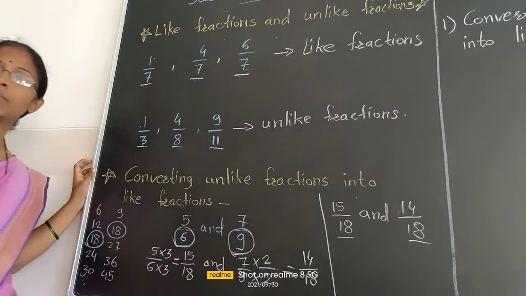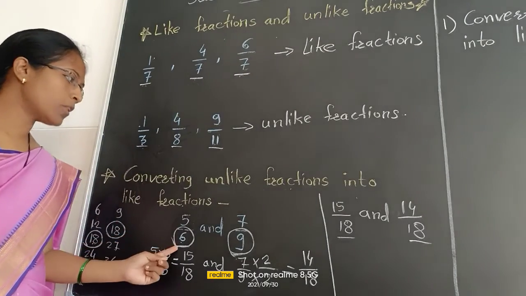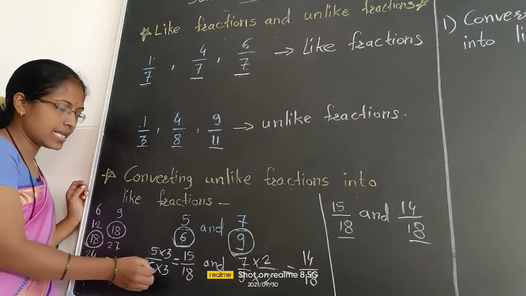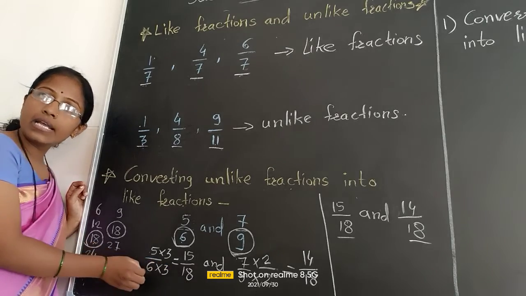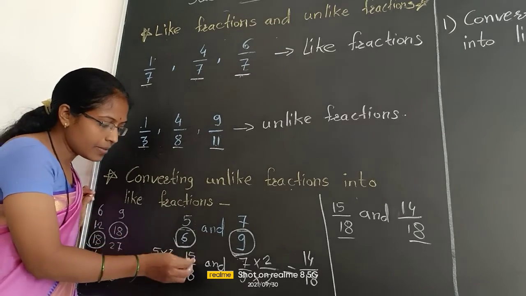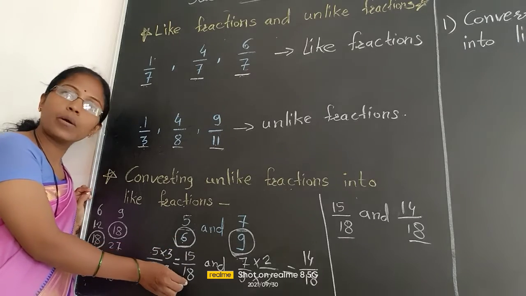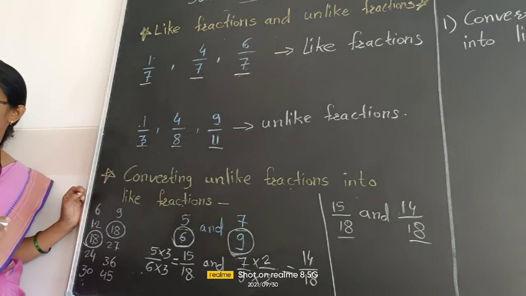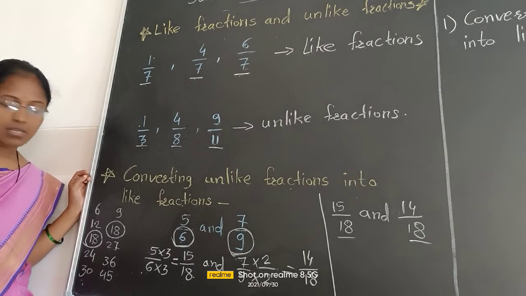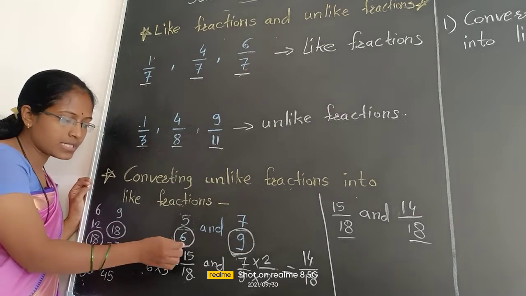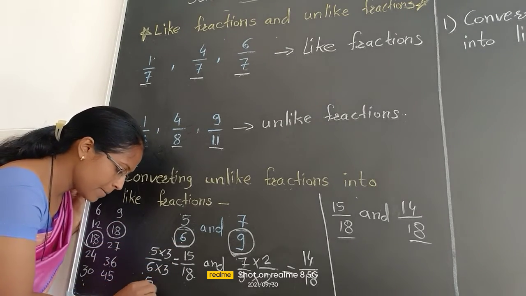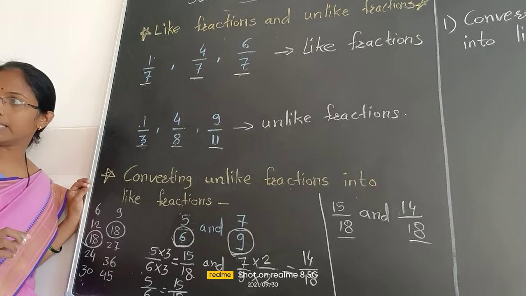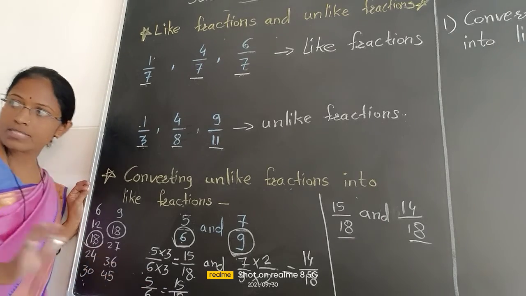Here the denominators are the same. The value of 5 upon 6 and 15 upon 18 is the same. 5 upon 6 and 15 upon 18 are equivalent fractions. So we can take 15 upon 18 in place of 5 upon 6. Clear? Because they are equivalent fractions. We will learn equivalent fractions later. Means 5 upon 6 is equal to 15 upon 18. Clear? Yes. Because we are multiplying by the same multiple, 3. This value is the same.